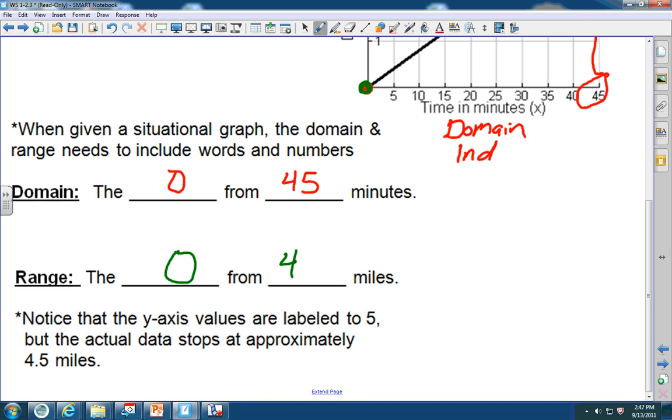And see, just like my notes say down here, notice that the y-axis values are labeled 0 to 5. But the actual data stops at approximately 4.5. So you don't go to where the graph ends, just where the data does.